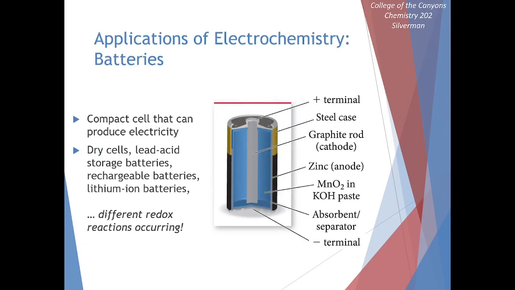One major application of electrochemistry is batteries. We've been talking about voltaic cells, galvanic cells, as a way to separate redox reactions into two separate but connected half reactions. Well, that's exactly what happens inside of batteries. Here's a picture that we might associate with our typical battery.